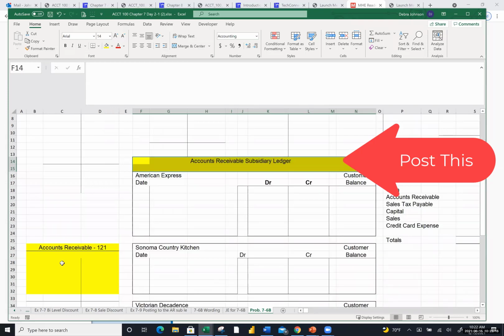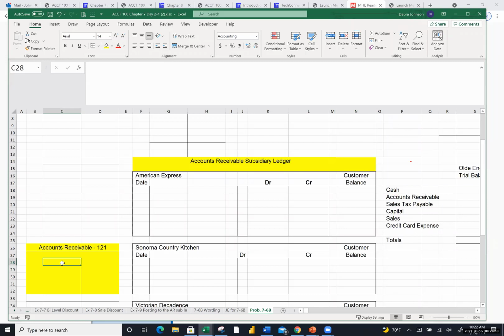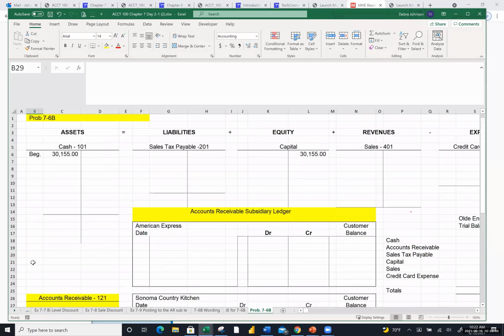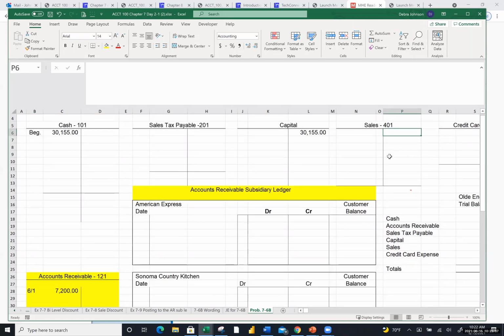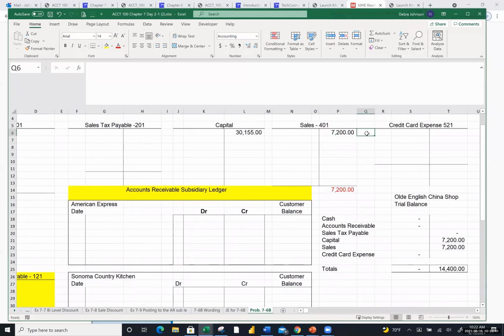A debit to accounts receivable for 7,200. I'm going to date this transaction just like we would if we were posting. So a debit to accounts receivable and a credit to sales. Let me go get that sales number in. 7,200. We always want to make sure that our debits equal our credits.